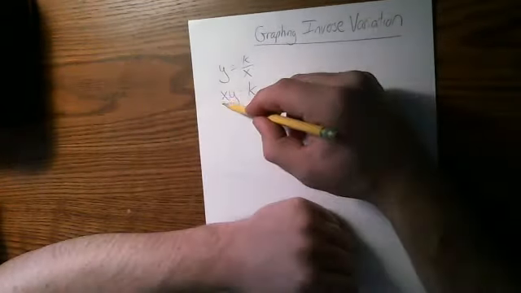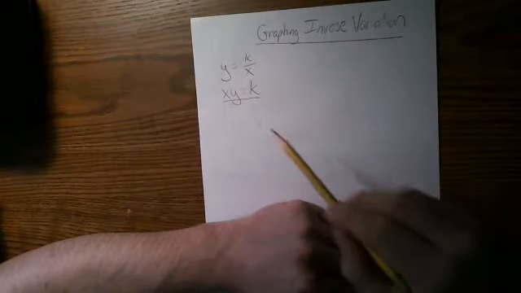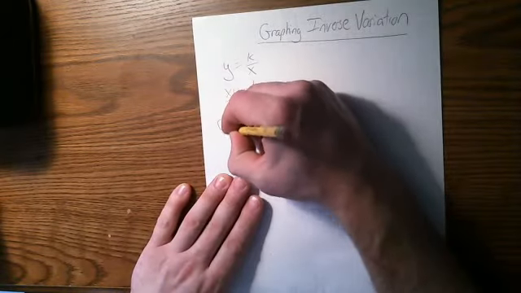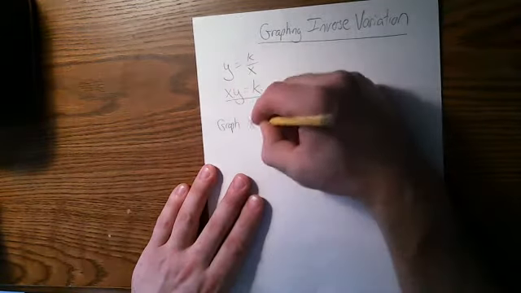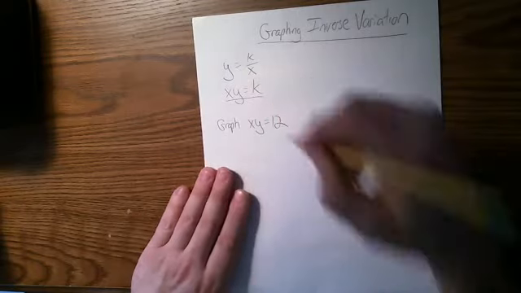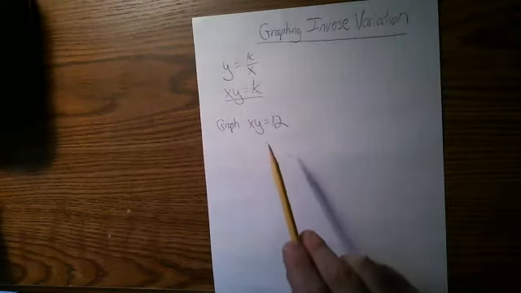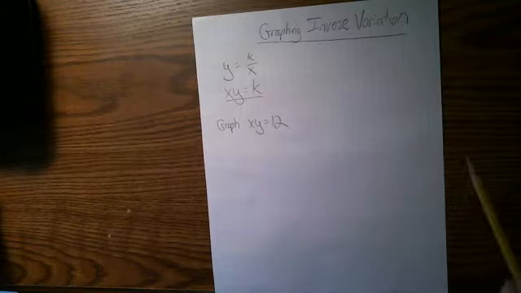And the reason we're going to express it like this is because what this is telling us is that two numbers are being multiplied together and they're becoming some number k. So let's graph x times y equals 12. So now what this is saying is two numbers are being multiplied together and they're becoming 12.